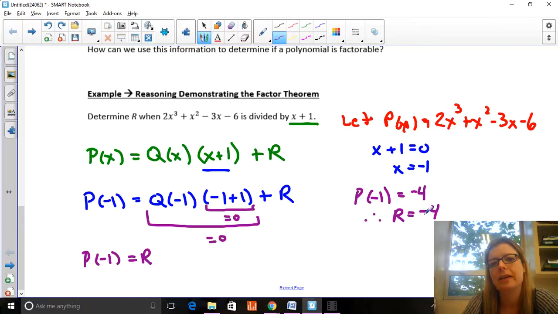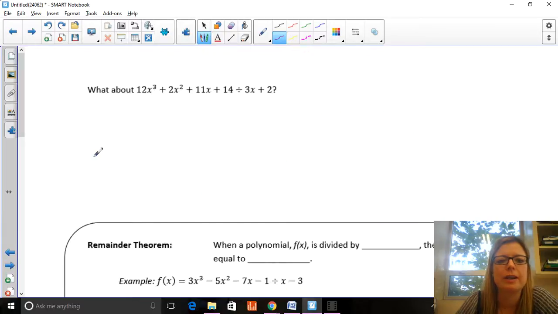That's kind of interesting. So if I divide 2x cubed plus x squared minus 3x minus 6 by x plus 1, the remainder will be negative 4. I know that because when I put minus 1 into the function, I get negative 4. Now, does that work if we have a divisor where we have an a value out here?